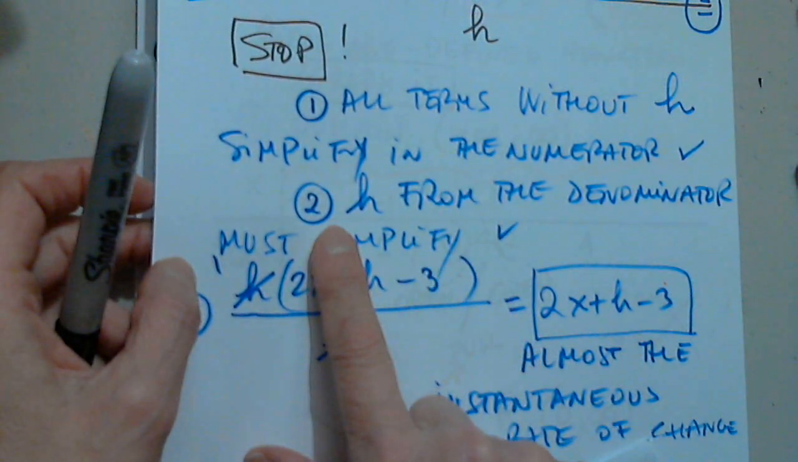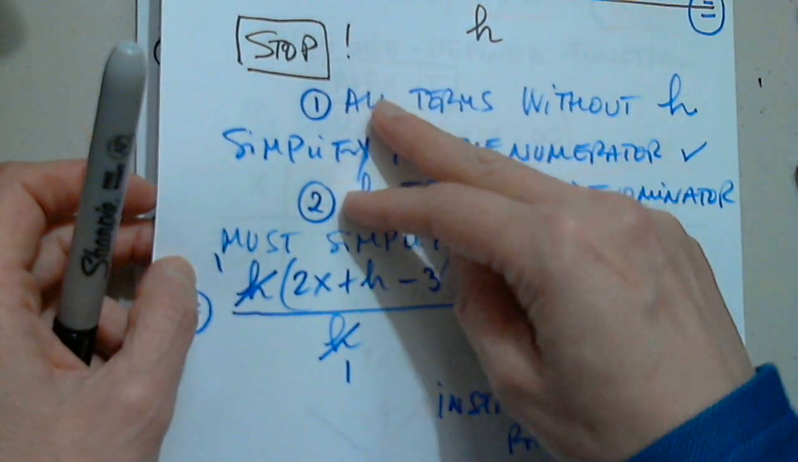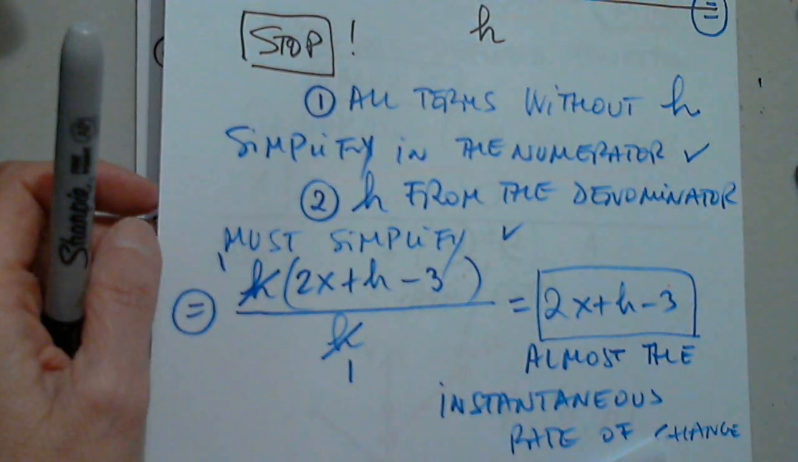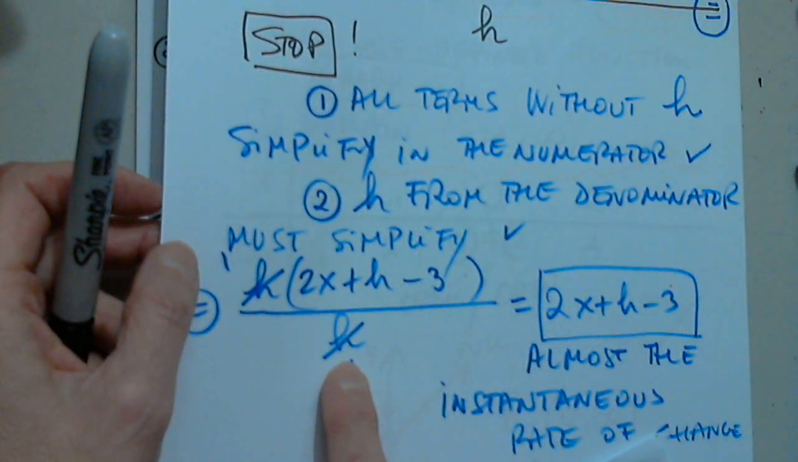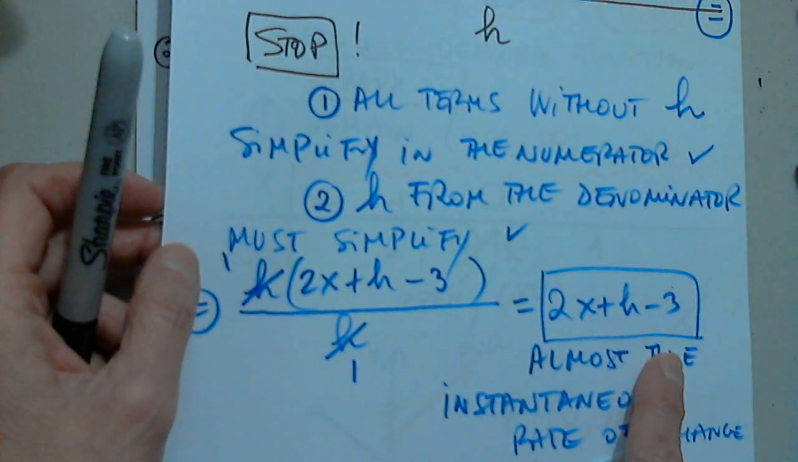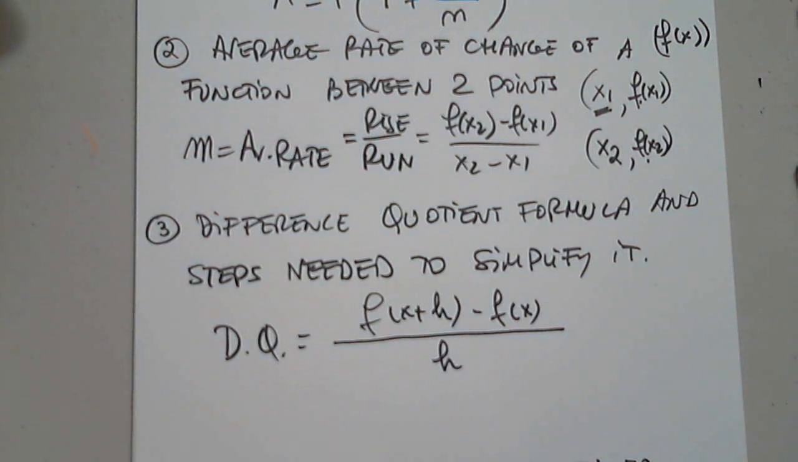And then in step 2, if these 2 steps don't happen, you're not on the right track, something is wrong, and you have to say, oops. H from the denominator, after we factor out, has to simplify. Good, awesome.